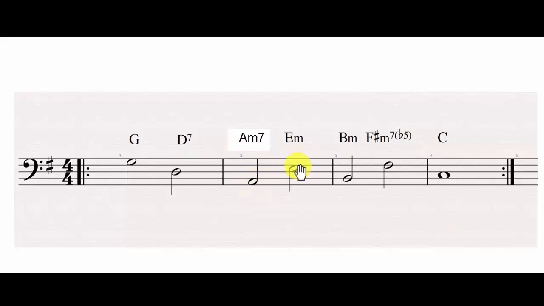We're jumping up a fifth. Then we're moving down a fourth to this B minor, jumping up a fifth again, and we're moving down a fourth to this C chord. All right, from this F sharp to this C. So that's movement in fourths.